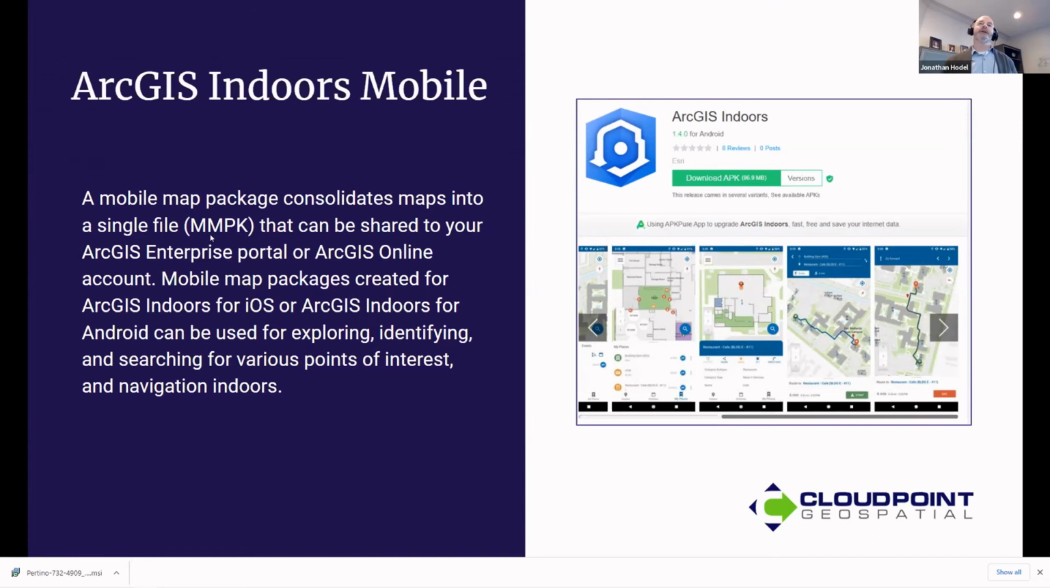The idea is you would publish an MMPK, a mobile map package, from ArcGIS Pro, and then you would publish that to your portal, and then the Indoors mobile app would then read that through your secure connection to your portal.